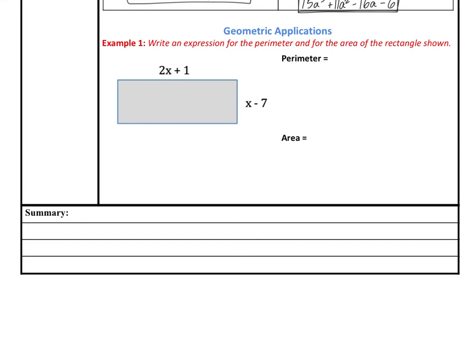This is a rectangle though. What do you know about the sides that are across from each other? They're the same. So this guy is also 2x plus 1. This one is also x minus 7.